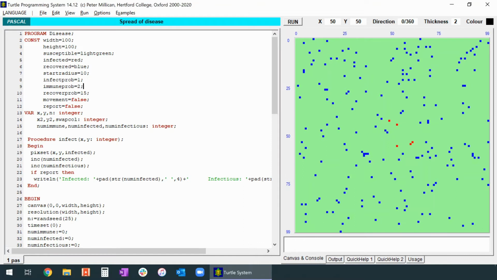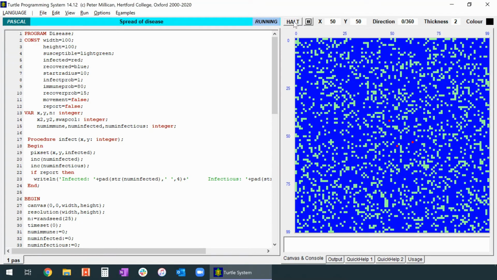What we can do is we can change this number. So for example, let's change it to something like 80, so that now we have an 80% chance of a cell being immune, and see what change that makes to our simulation. So as you can see, with such high immunity, only a very small proportion end up being infected.